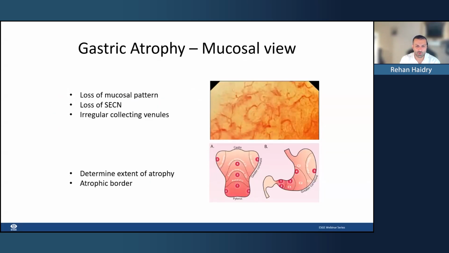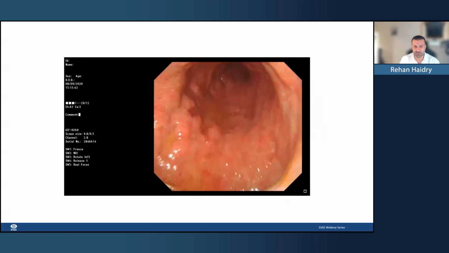So, in a mucosal view, you will see these irregular collecting venules, which is when alarm bells will start to ring. It can be a little bit friable. And so when you're describing this, you need to not only be able to differentiate normal from atrophic mucosa, but you need to be able to determine the extent of the atrophy.